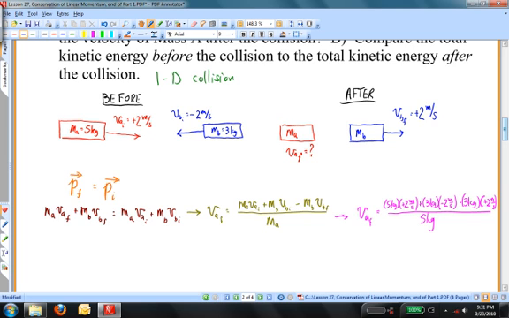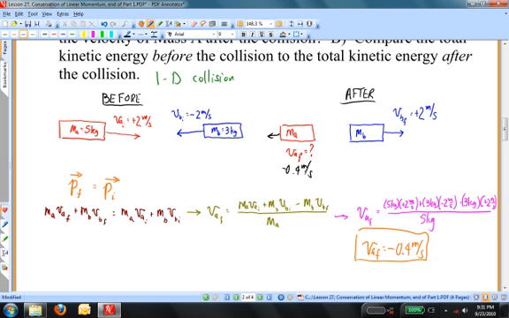And I get that V_A final is equal to negative 0.4 meters per second. In other words, object A is going to be moving to the left, and it's going to have a speed of 0.4 meters per second. To the left, negative 0.4 meters per second.